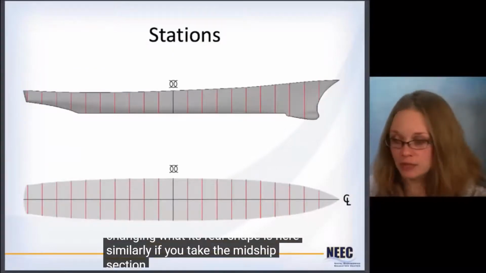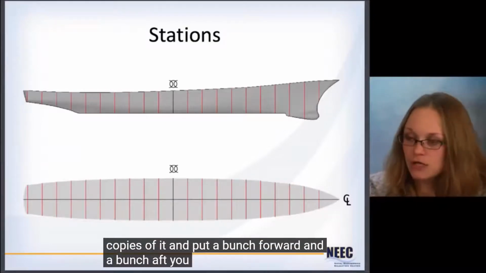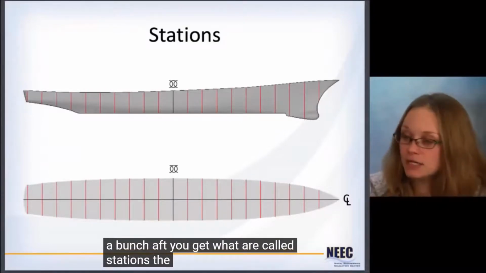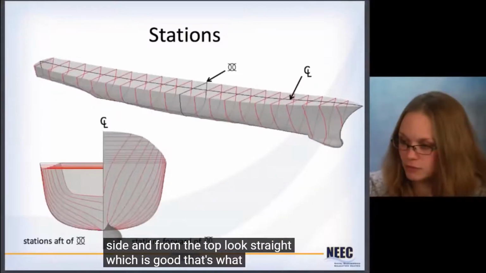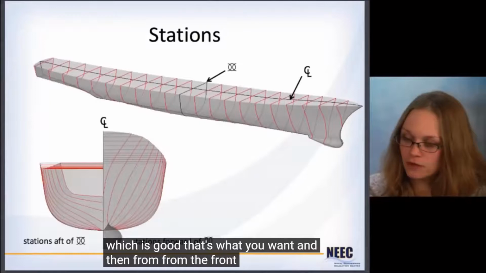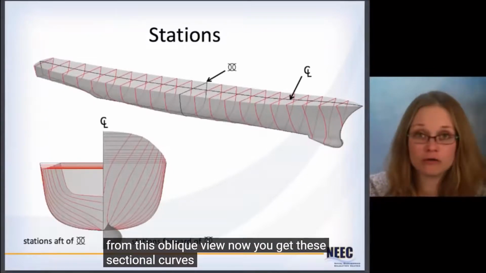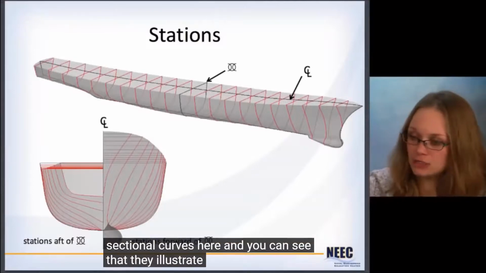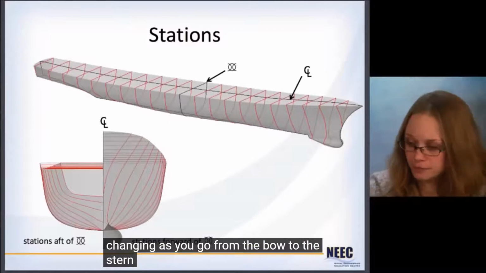Similarly, if you take the midship section plane and you take a bunch of copies of it and put a bunch forward and a bunch aft, you get what are called stations. The stations here from the side and from the top look straight, which is what you want. And then from the front or the back or from this oblique view, you get these sectional curves here. You can see that they illustrate how the hull is changing as you go from the bow to the stern.